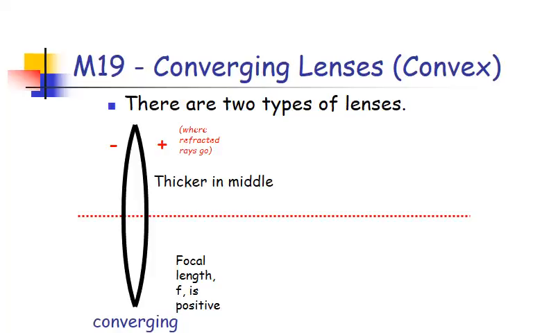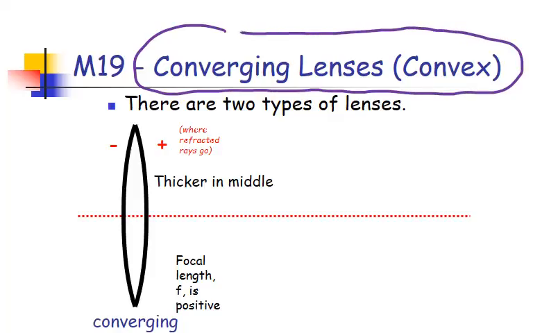So converging lenses are also called convex. You need to remember both terms. And converging is talking about what it's doing. If you have rays that are coming in parallel, they're going to converge and then end up being the focal point.